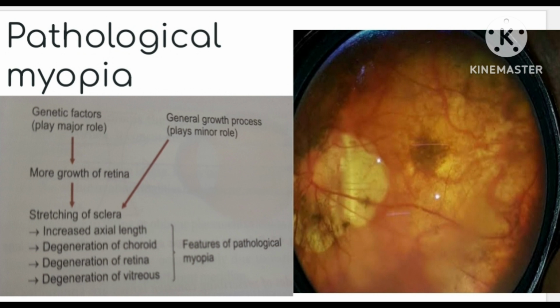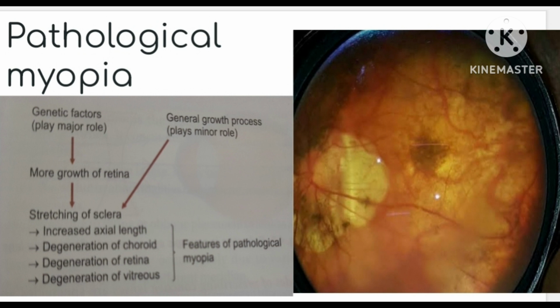Genetic factors and general growth processes play a role in increasing the growth of the retina. Because of the increase in the retinal growth, the sclera also grows along with it. Now when the retina and the sclera grow, the choroid tries to grow as much, but it cannot, so it undergoes degeneration. And then the retina undergoes degeneration, and the vitreous also undergoes degeneration. In total we have an increased axial length with degeneration of the choroid, retina and vitreous. These are the features of pathological myopia.